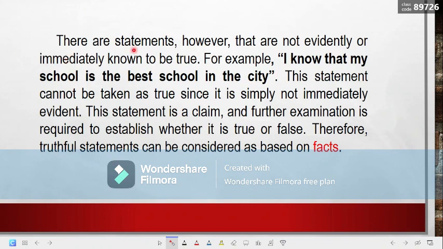There are statements, however, that are not evidently or immediately known to be true. For example, I know that my school is the best school in the city. This statement cannot be taken as true since it is simply not immediately evident. This statement is a claim, and further examination is required to establish whether it is true or false. Therefore, truthful statements can be considered as based on facts.